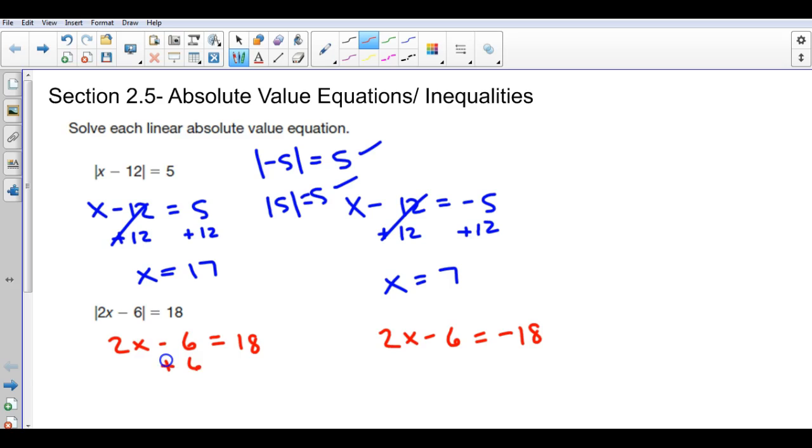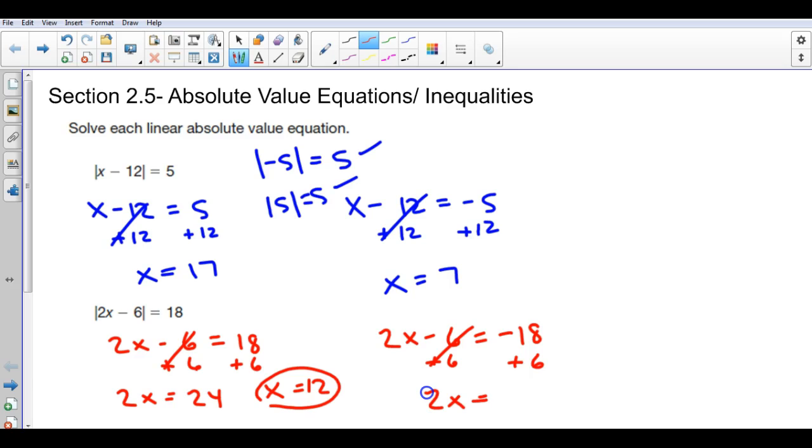I'm going to add 6 to both of these. So for this one, I get 2x equals 18 plus 6, which is 24. If you divide both sides by 2, I get x equals 12, and that's one of our answers. And then for my other answer, I'm going to add 6 over here. Be very, very careful on your signs. I get 2x equals -12. And when I divide both sides by 2 here, I have a negative divided by a positive, so that's going to be -6. So my answers are 12 and -6.